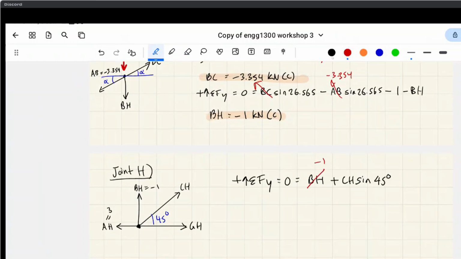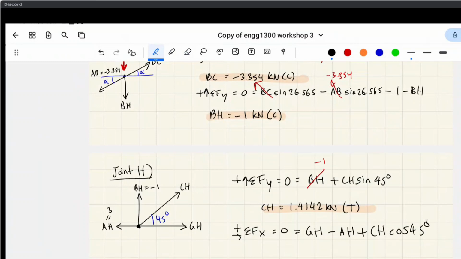And BH is -1. CH gives us 1.4142 kilonewtons in tension. Like that. And now we know, just do the horizontal. GH minus AH plus CH cos 45.